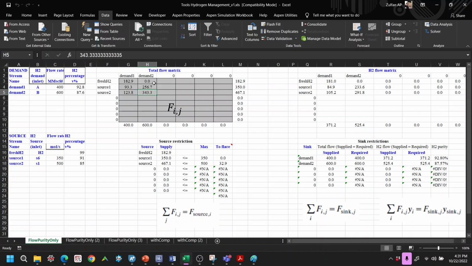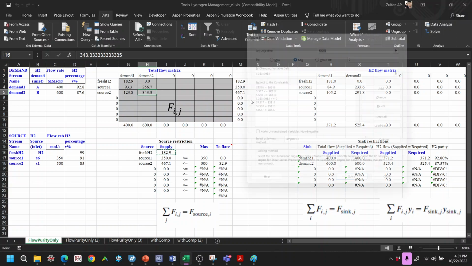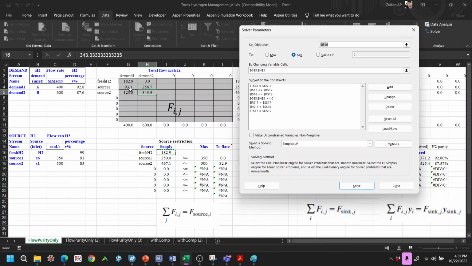So you can play around. Say for example, you say, well, I don't want to have a recycle, so that means you can remove source 1 to demand 1, so you remove G4 from the equations, and you can also remove H5 from the equations, right? So you can play around and see how much the corresponding hydrogen required is for every analysis that you do.